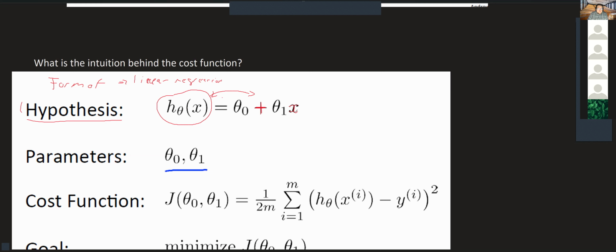However, now we want to train this model. There was a question last time, and I think it is best explained this way: the training of a model is a process, right?